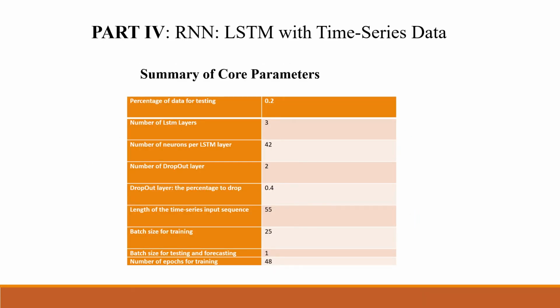In this step, I will discuss the summary of core parameters that I used. The percentage of data for testing I used was 0.2. I used 3 LSTM layers, 42 neurons per LSTM layer, and the dropout layers were 2. The percentage to drop out was 0.4, and the time series input sequence was 55. The batch size for training was 25. The batch size for testing and forecasting was 1, and the number of epochs for training was 48.